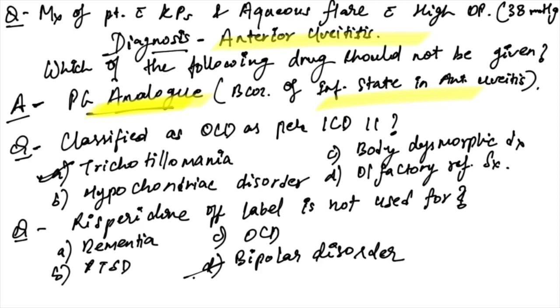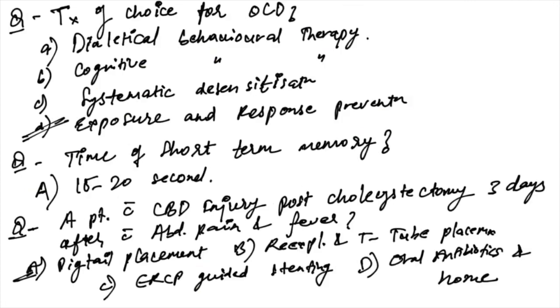Now, which is classified as OCD as per the ICD-11? Trichotillomania is classified as OCD in the ICD-11, this is the answer. Now, risperidone off label is not used for bipolar disorders. It is used for dementia, OCD, and PTSD, post-traumatic stress disorder.